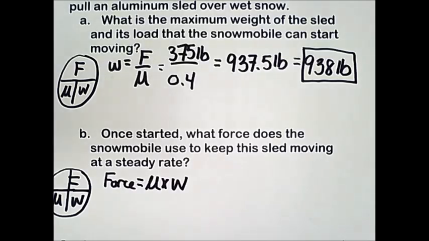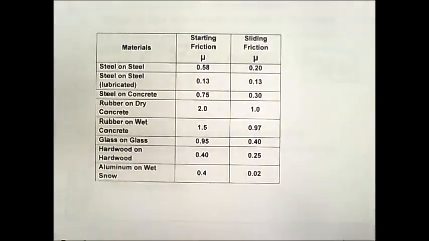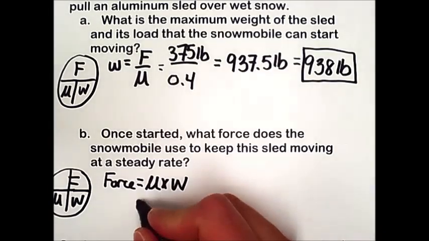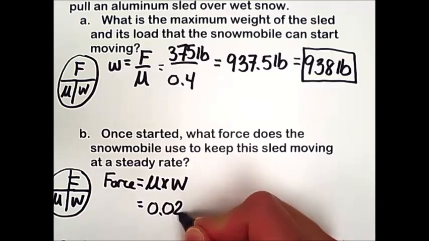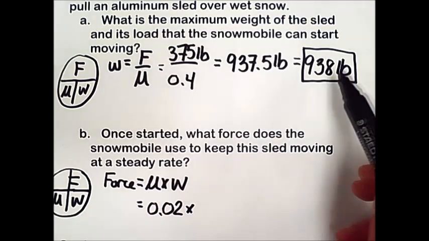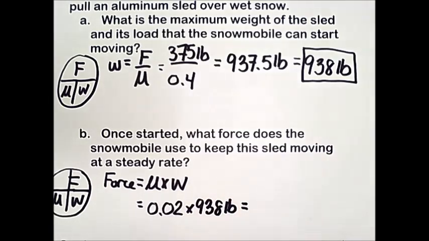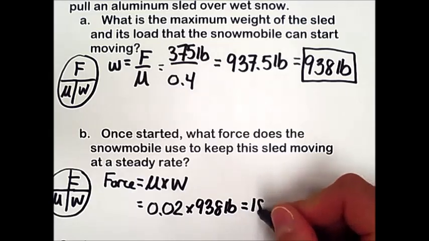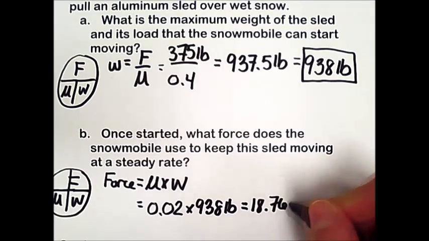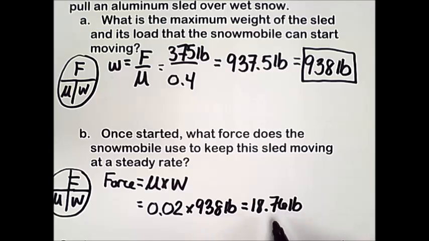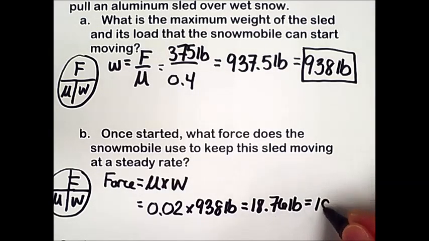So now we need to know what the value of mu is for aluminum on wet snow, but now we need the sliding friction value, which is 0.02. And then the weight we're going to use from the previous part, 938 pounds. So multiplying those two numbers together, the force we get is approximately 18.76 pounds. But again, we want to round this to 3 significant digits. So this becomes 18.8 pounds.